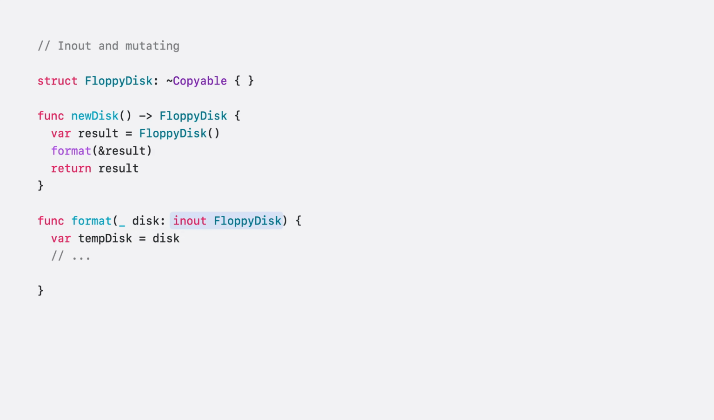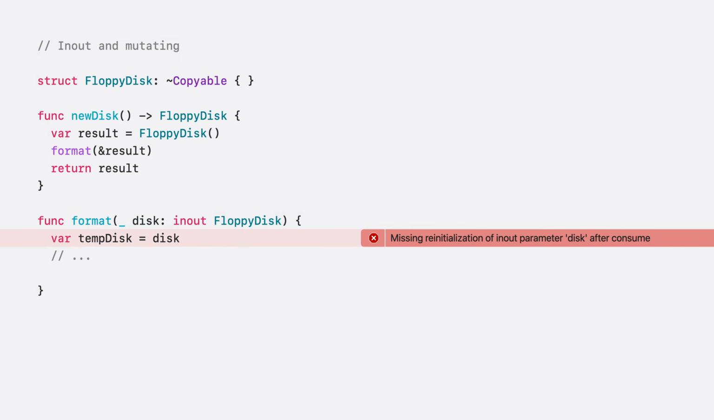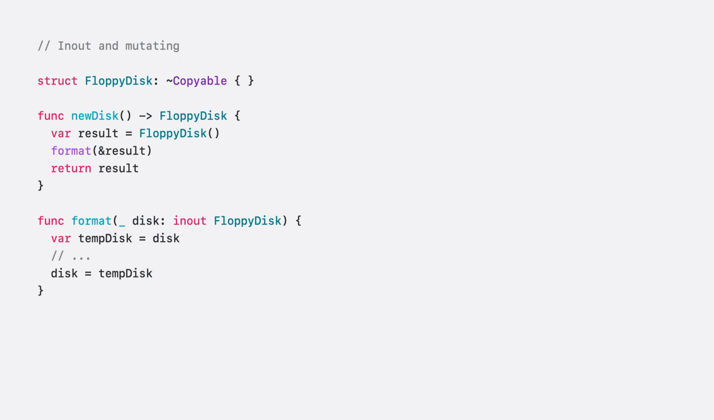The last kind of ownership you're already familiar with. It's inout. Or equivalently for methods, it's written mutating. Inout provides temporary write access to a variable in the caller. Because you have write access, you're allowed to consume the parameter. But you have to reinitialize the inout parameter at some point before the function ends, because the caller expects a value there when you return.